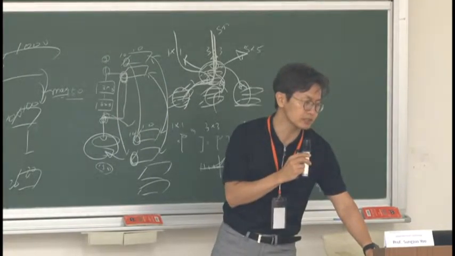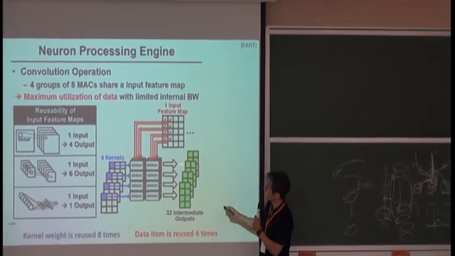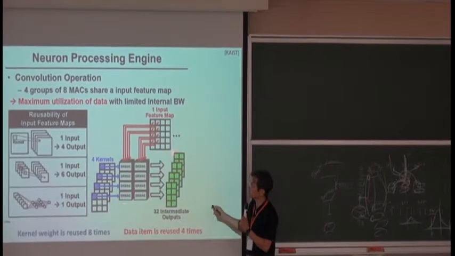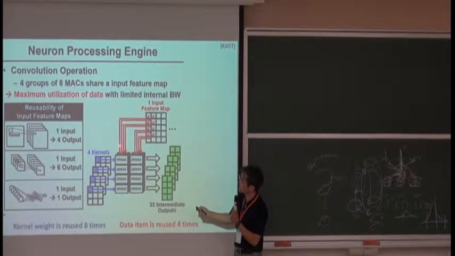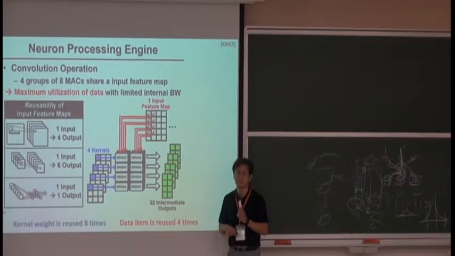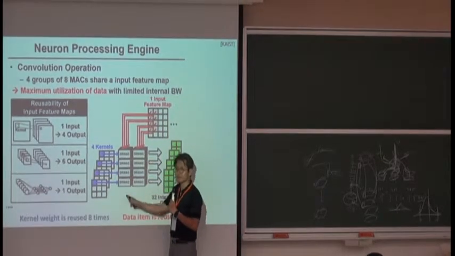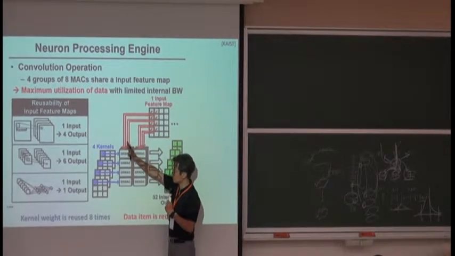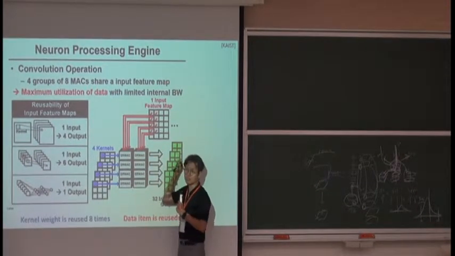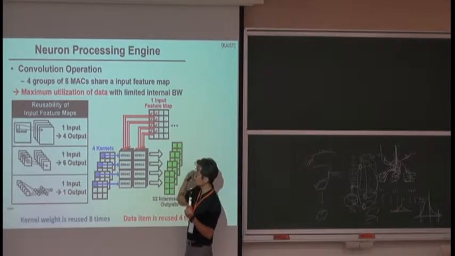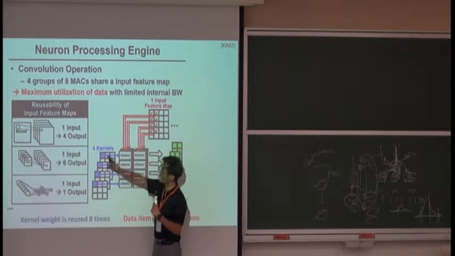In order to reuse the input data, the solution is quite simple. We already saw this case, right? We have 3 more such cases. And then by fetching one input data, actually this one is used here, here, here, and here. We broadcast the input data to 4 MACs in this direction. Input data are broadcast in this direction, and weights are broadcast in this direction.